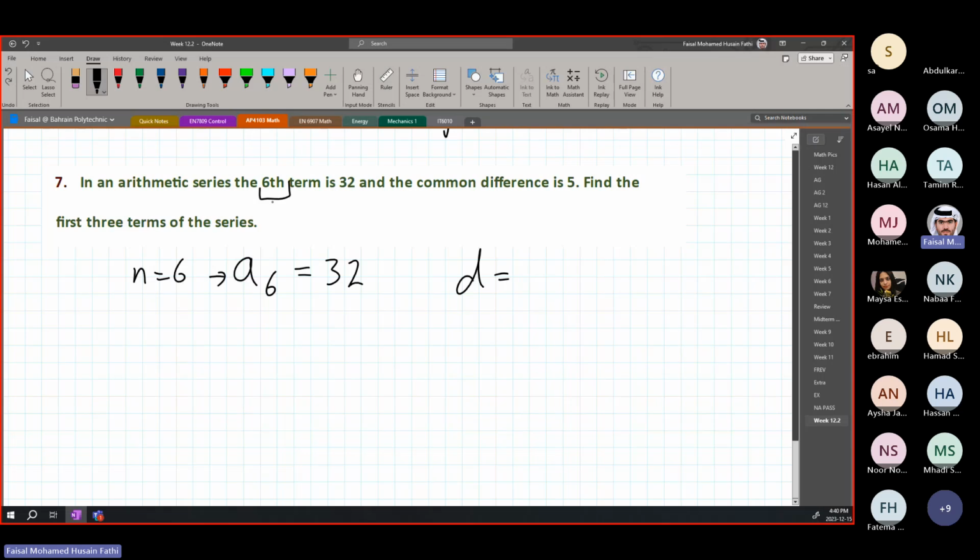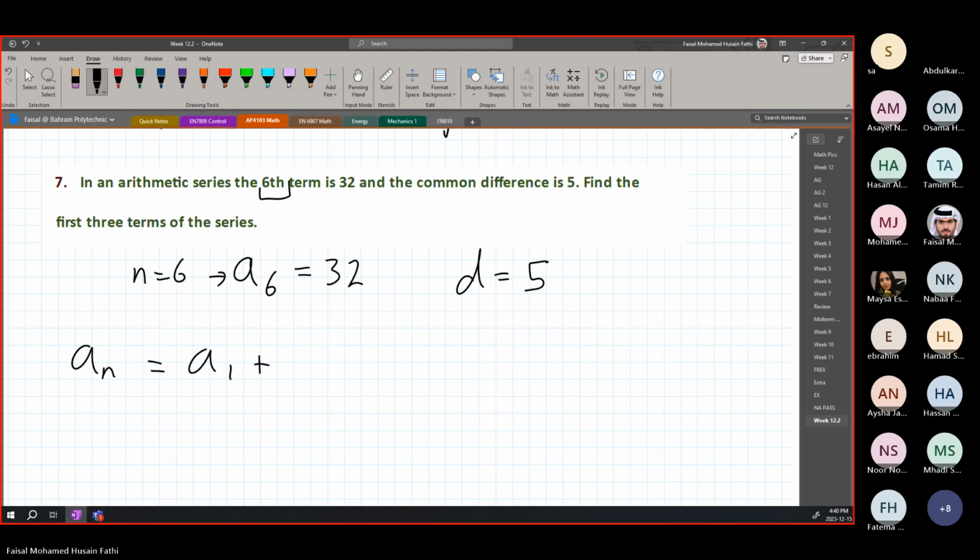Now, if you notice here, what is our A1? We don't have an A1. We have an AN. So, very easy. We can just find our A1. So we know the equation AN is equal to A1 plus n minus 1 times D. In this case, we have AN, we have N, we have D, we don't have A1. So we just solve for A1 and that's it. We're done.